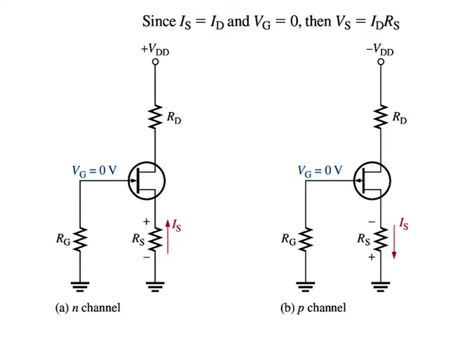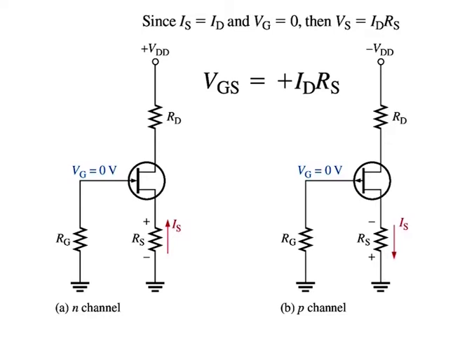For the P channel JFET shown in part B of the figure, the current through RS produces a negative voltage at the source, making the gate positive with respect to the source. Therefore, since IS is equal to ID, VGS becomes equal to positive ID times RS. Keep in mind that analysis of the P channel JFET is the same except for the opposite polarity voltages.